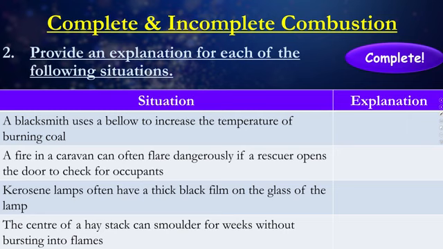The next thing we're looking at is explaining these kinds of situations, so complete and incomplete combustion. A blacksmith uses a bellows to increase the temperature of burning coal. Now some of you might ask, what is a bellows? Well, if you've ever seen those movies where the blacksmith is hammering away at a piece of metal, and you have a little iron furnace with fire, the bellows is essentially a tool they use to increase the oxygen intake. They press it and introduce more oxygen.